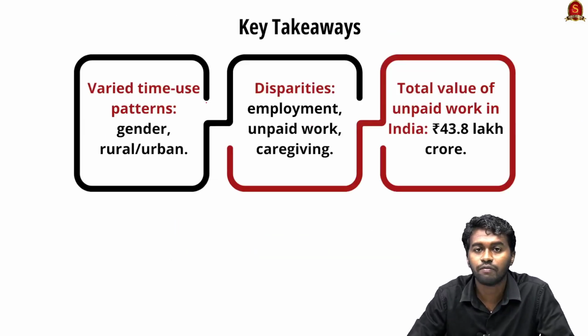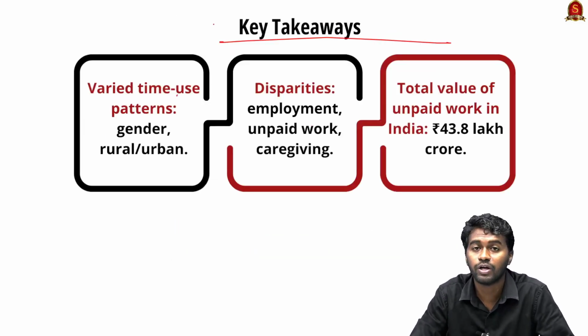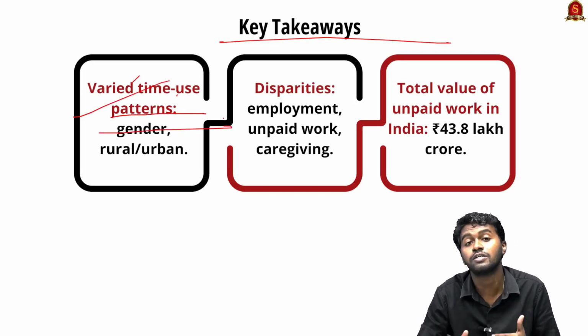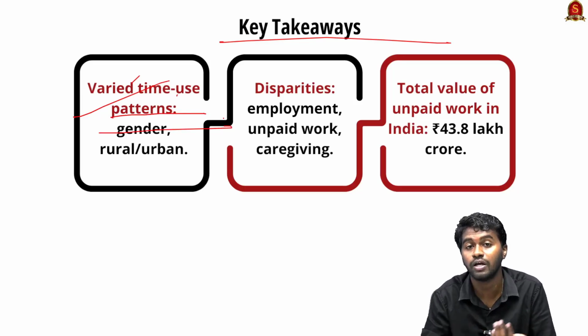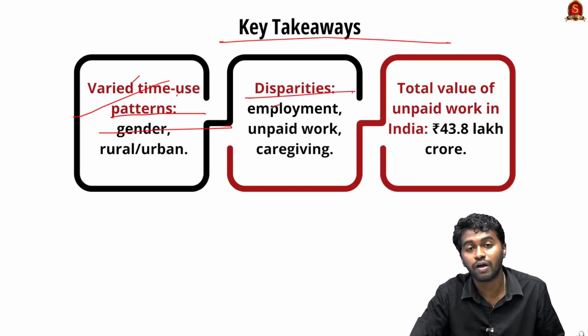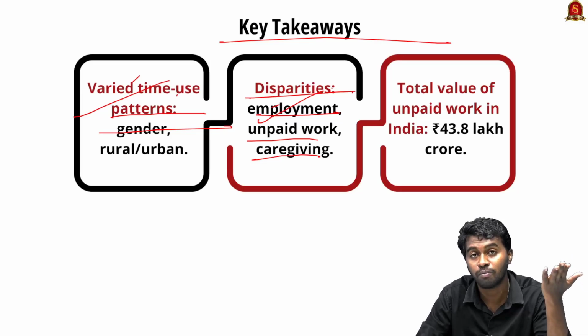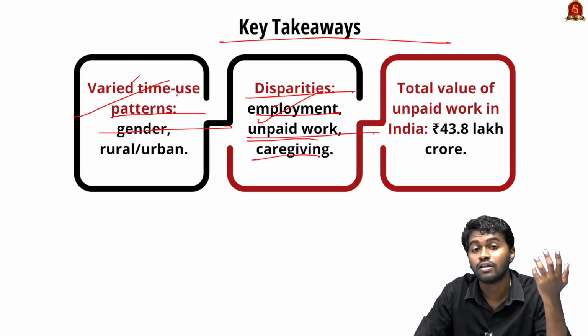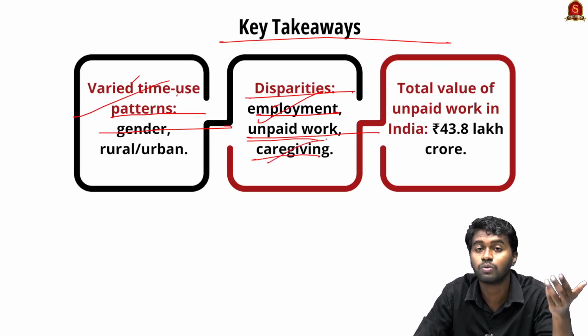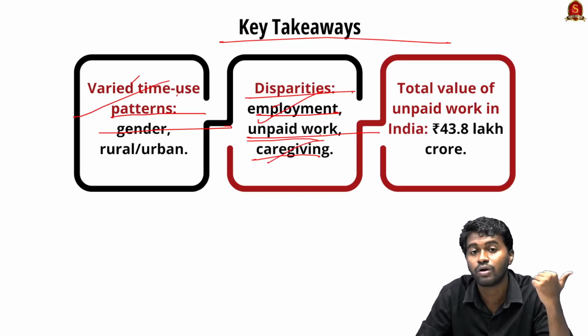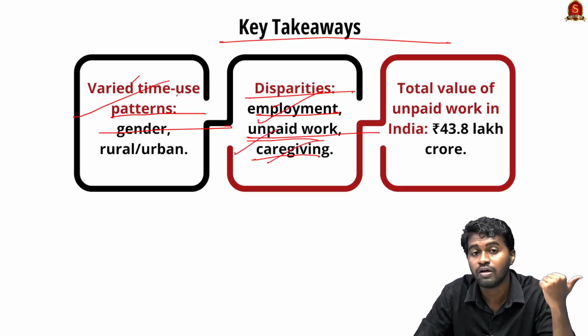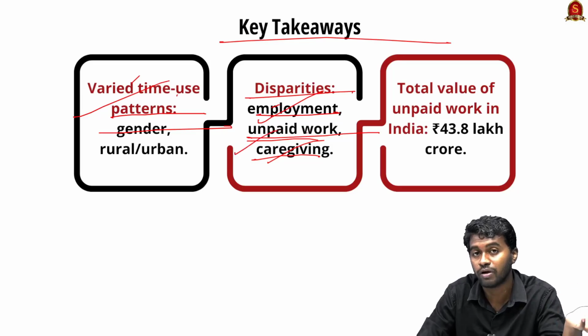So what are the key takeaways from the Time Use Survey data 2024? First is varied time use patterns. That means you can see significant disparities between men and women, between rural and urban areas, and also in terms of employment, unpaid work, and caregiving. The employment rate for men is much higher than for women, but on the other side unpaid work is done more by women than men, and women participate more in caregiving than men, spending more time than men on unpaid work.